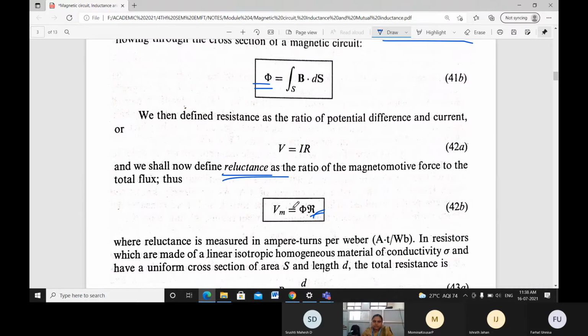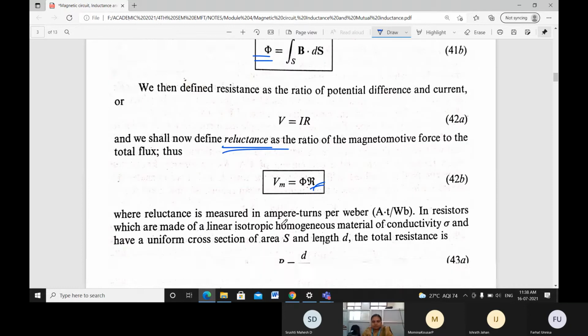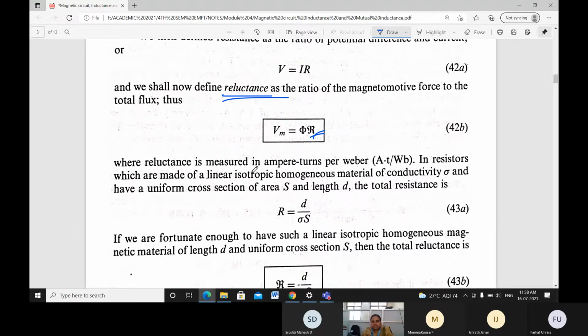That is going to be Vm = φ × R. That is, R is going to be equal to what? The magnetomotive force to the total flux, Vm by φ. Where the reluctance is measured in terms of ampere-turns per Weber.